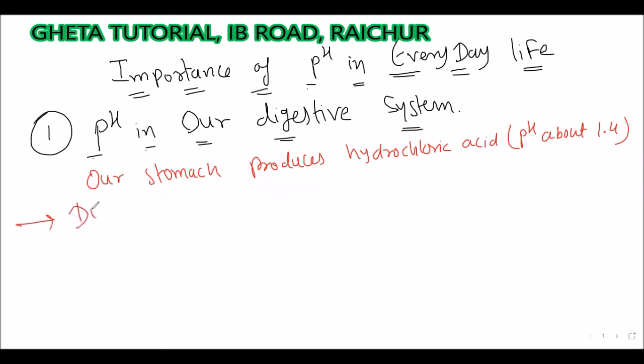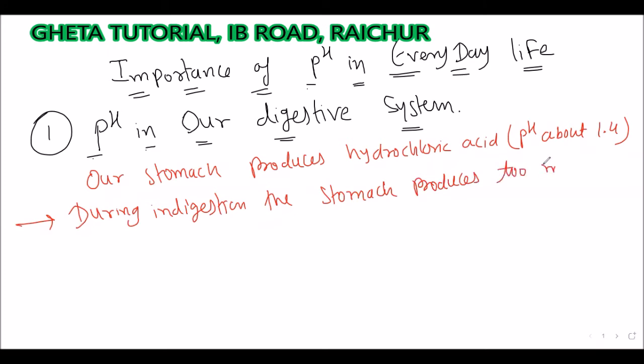So what happens now during indigestion? During indigestion, the stomach produces too much acid. This too much acid causes pain and irritation. So how can you get relief from the pain and irritation? We can get relief from the pain and irritation by taking the antacid.